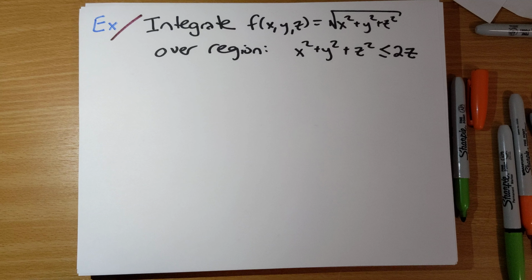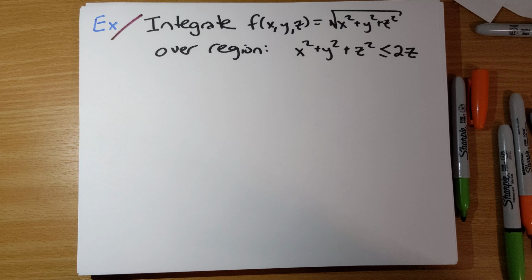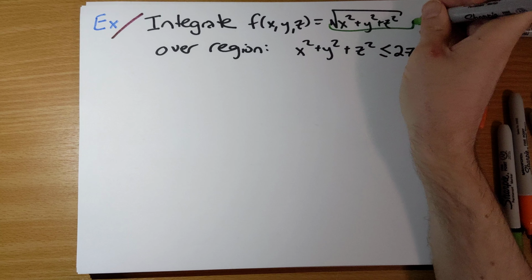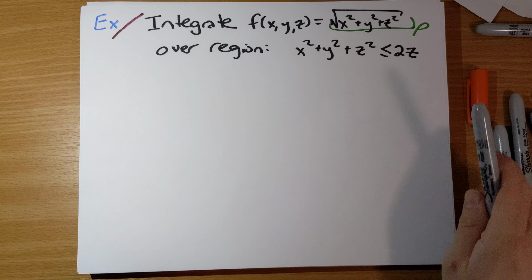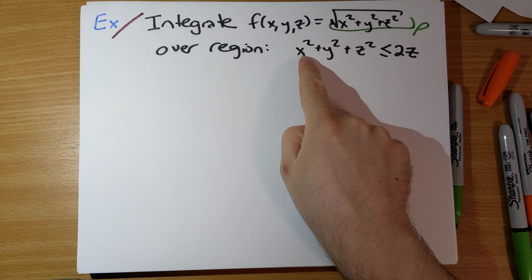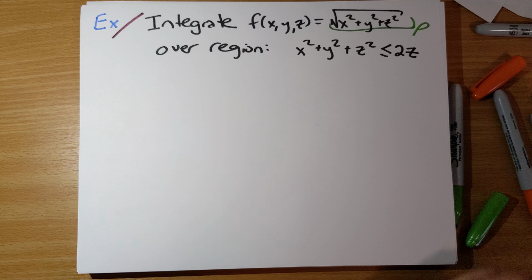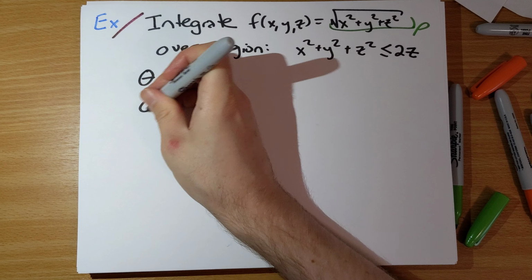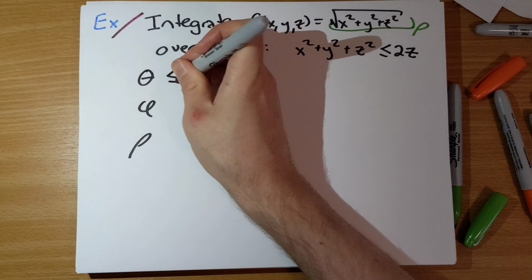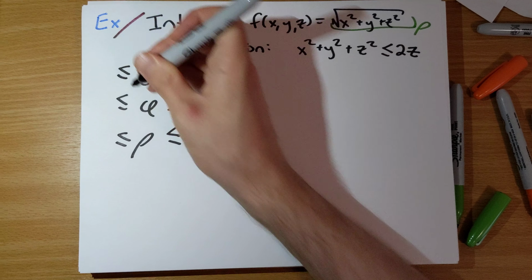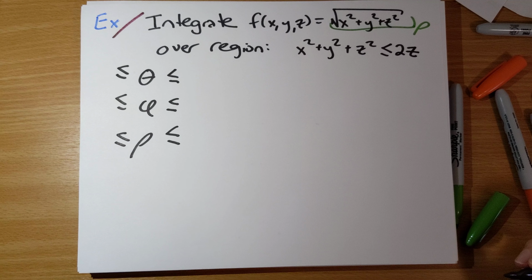Here's one last spherical coordinates integration question, just with one new twist here. Integrate f of x, y, z, which we can see is going to be rho here, over the region x squared plus y squared plus z squared is less than or equal to 2z. So we know we're looking for bounds on theta, phi, and rho.